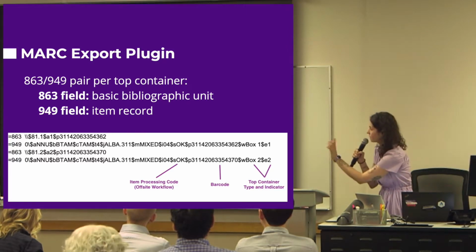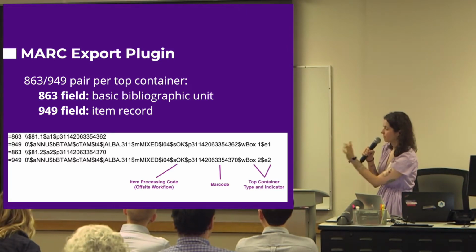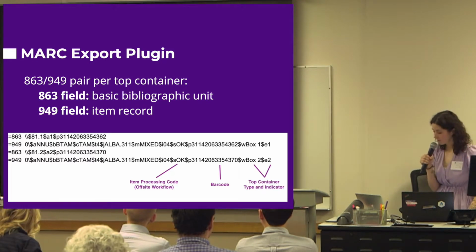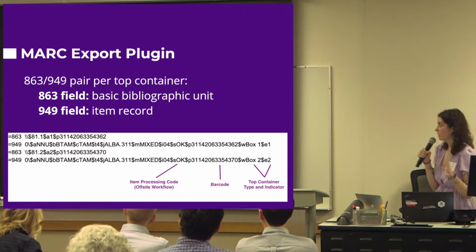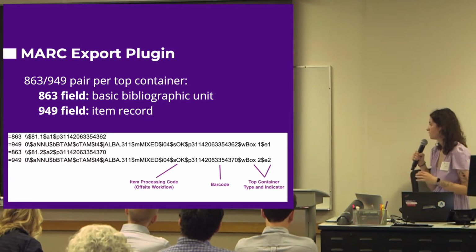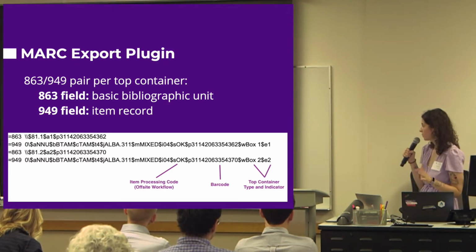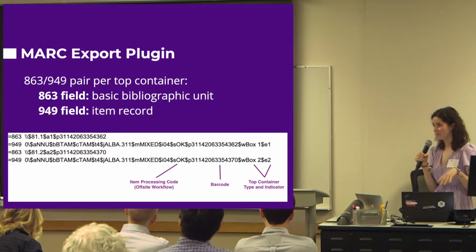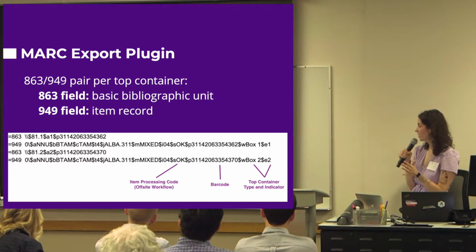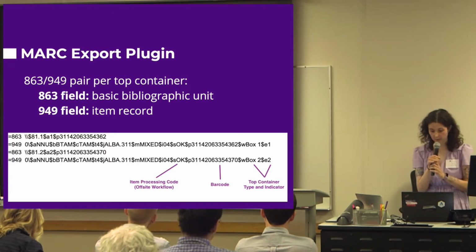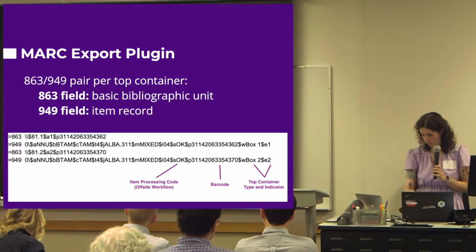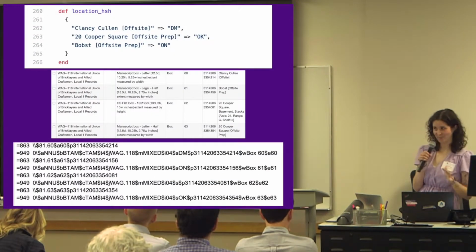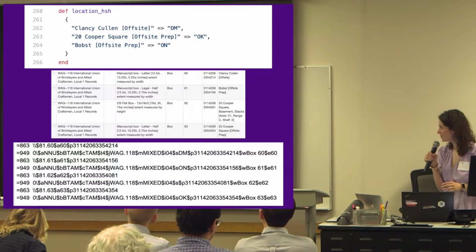So you can see it has the container indicator and a barcode. And then the 949 field becomes the item record in our ILS with a lot more information. So top container, the barcode, the item processing code, which helps us say where it's living or where it's going, and then some other information about the collection. So Weatherly kind of showed you this morning, so this should be a refresher.